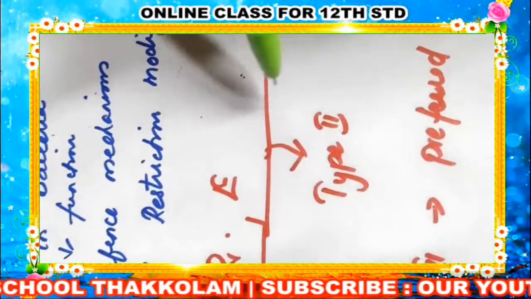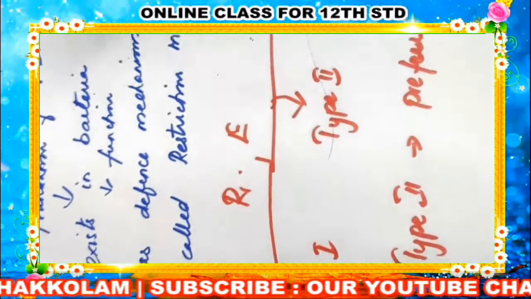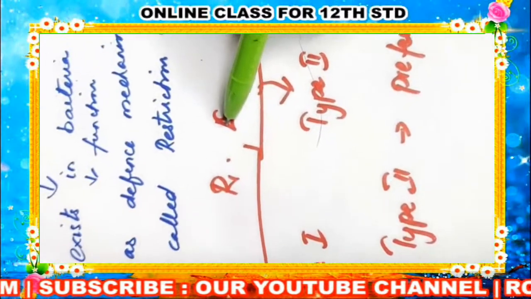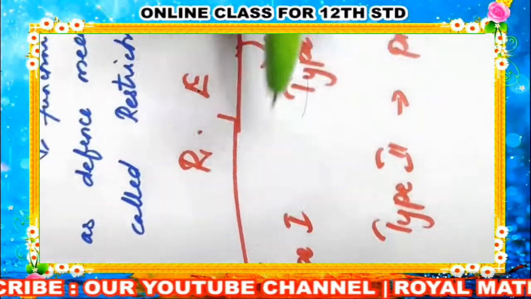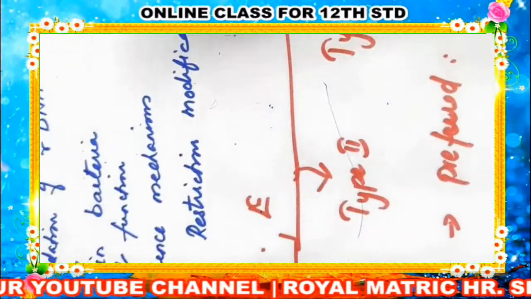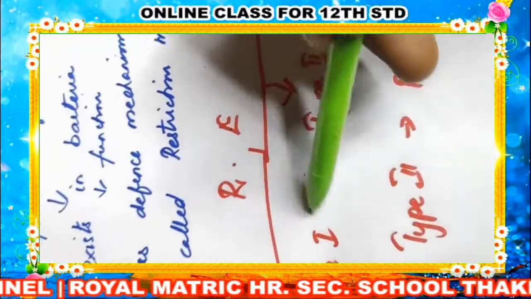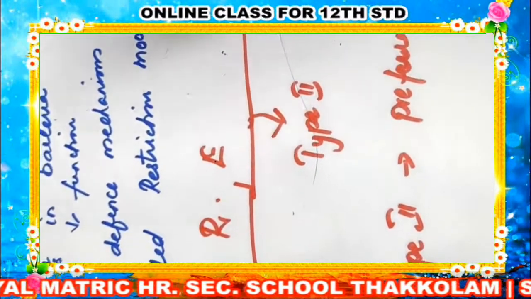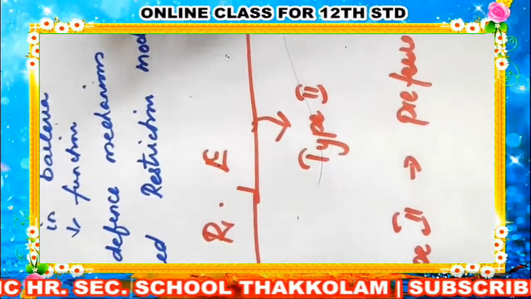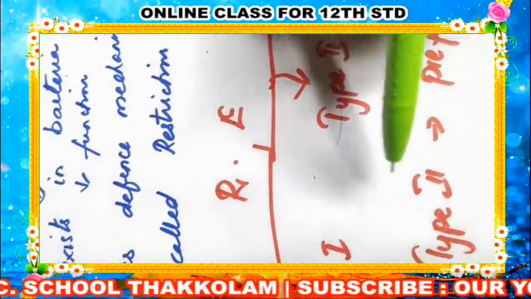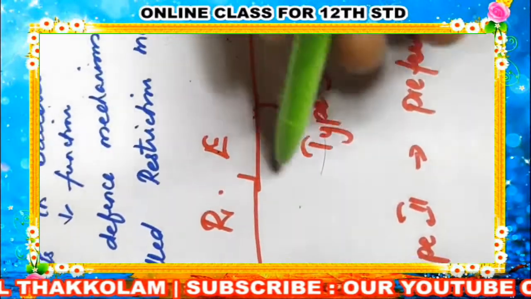Okay, now we'll move to restriction endonuclease types. We have got 3 types: type 1, type 2 and type 3. They are classified into these types based on the mode of action. They slightly differ. Type 1 differs slightly from type 2. There is a slight difference among all the 3.